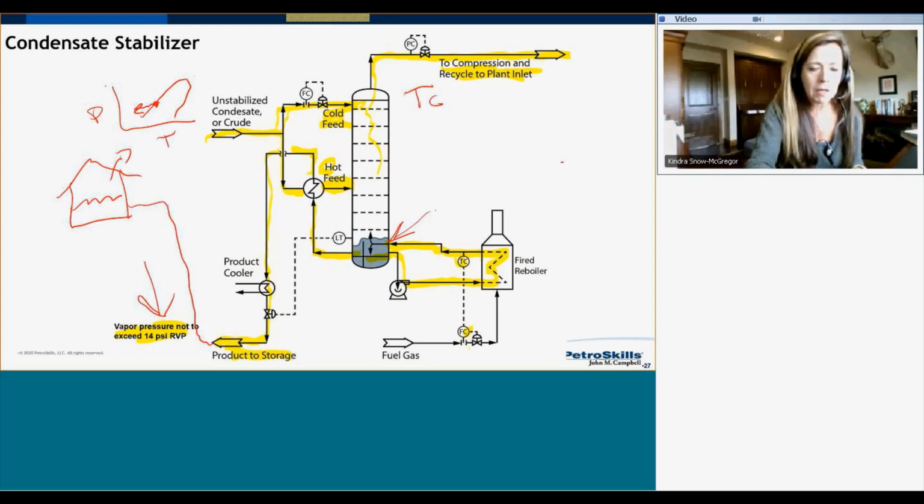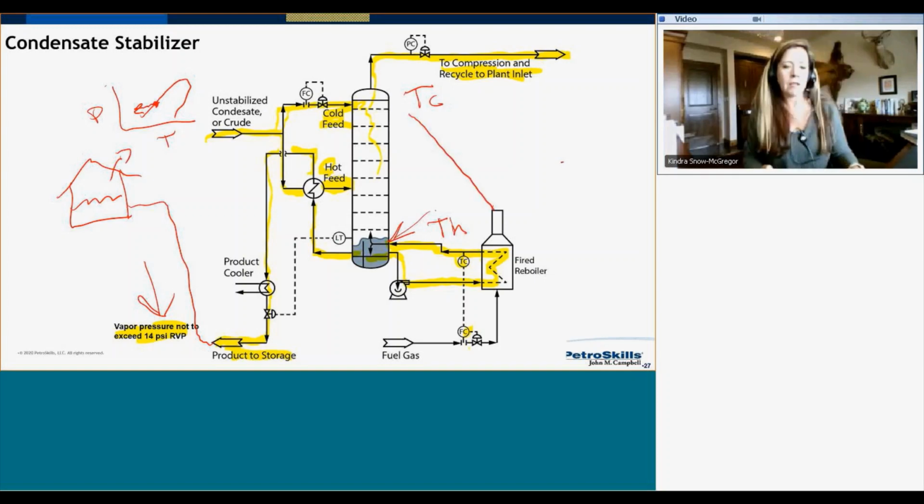All right. The other thing that you need to be aware of is that the top of this column is cold, the bottom is hot, and one of the things I care about is I want a very even temperature profile from the top to the bottom. And so by adding in the side reboiler, that helps me maintain a more steady or stable temperature profile.